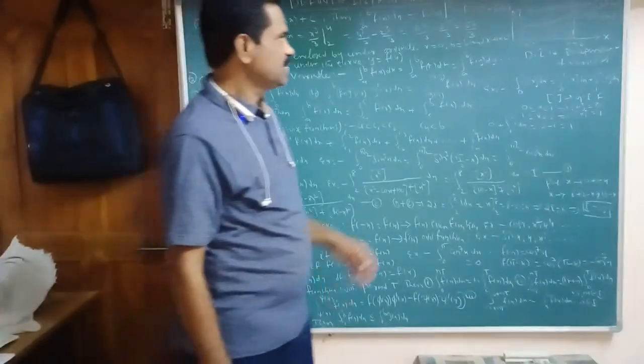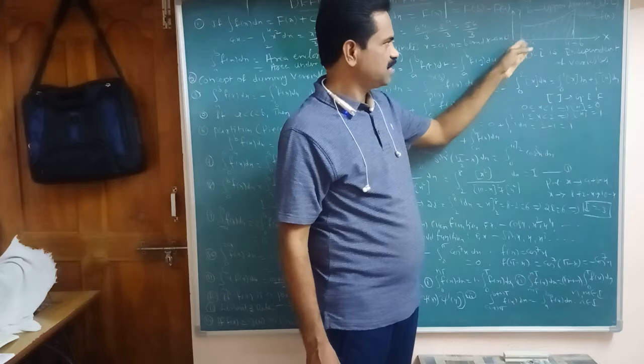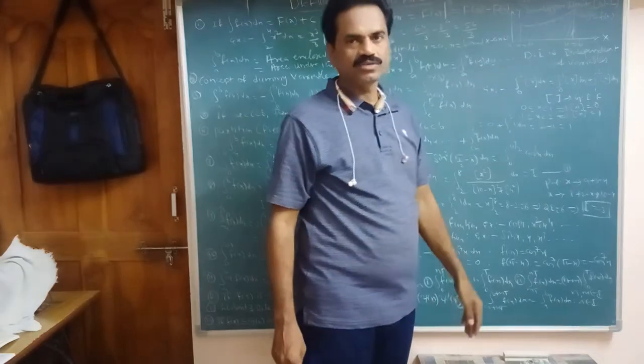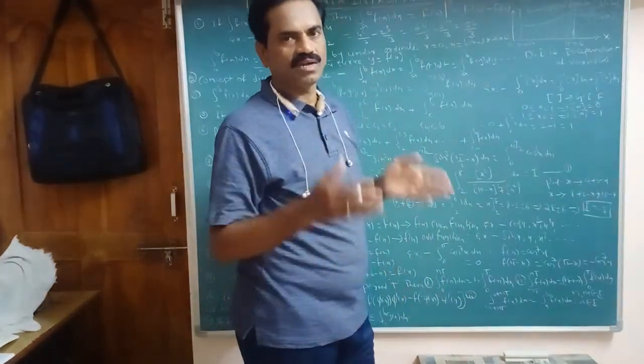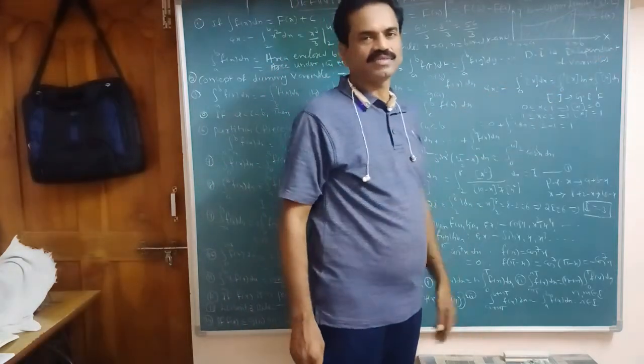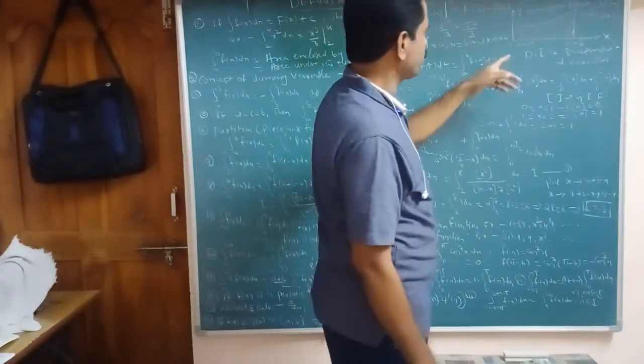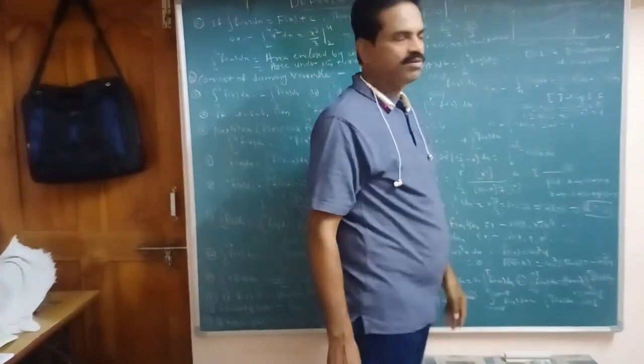See here in the geometrical part, suppose this is a curve. Here this is the line x equal to a, and this is x equal to b. What are x equal to a and x equal to b? These are the ordinates. Okay? This is the x-axis. Here the curve is y equal to f of x.